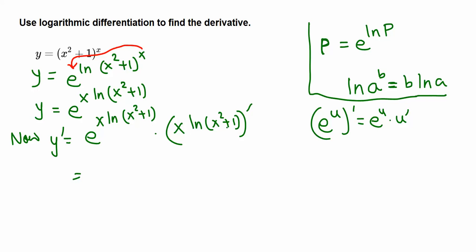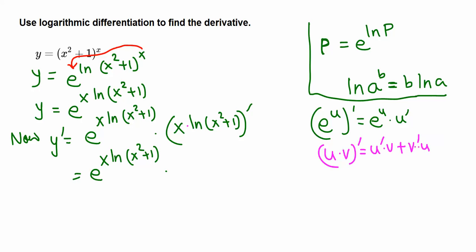So y prime means we need to find the derivative here. This is e raised to x natural log of x squared plus 1 times, here we got a product of two functions, x and natural log of x squared plus 1. It's like u times v, and we know the product rule, u times v prime is u prime v plus v prime u. Okay, this is u, this is v.